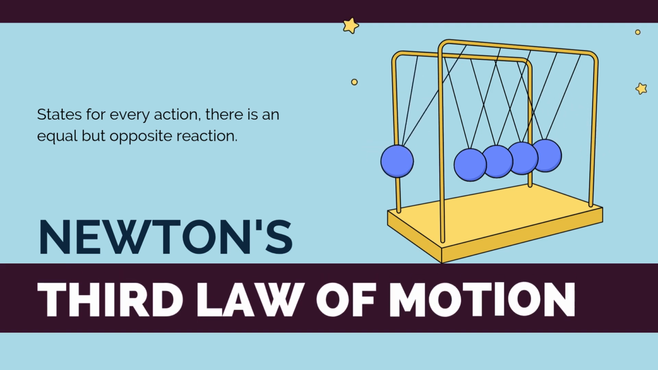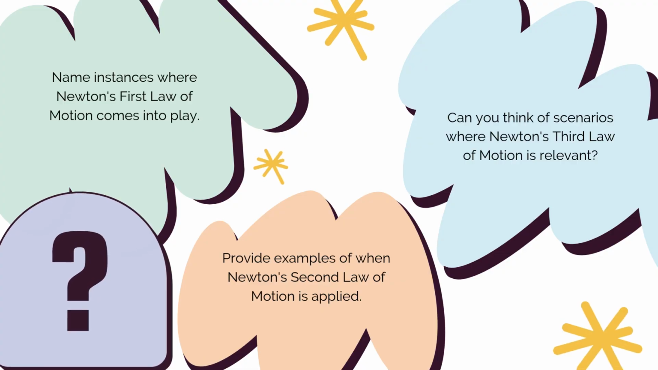The third law is probably the most famous. For every action, there's an equal and opposite reaction. Rockets lift off because the force of gases pushing downward causes the rocket to go upward.